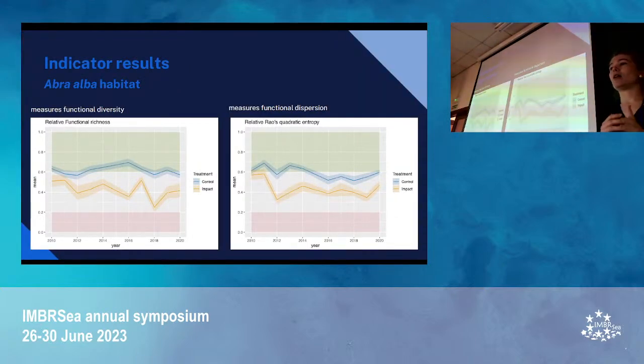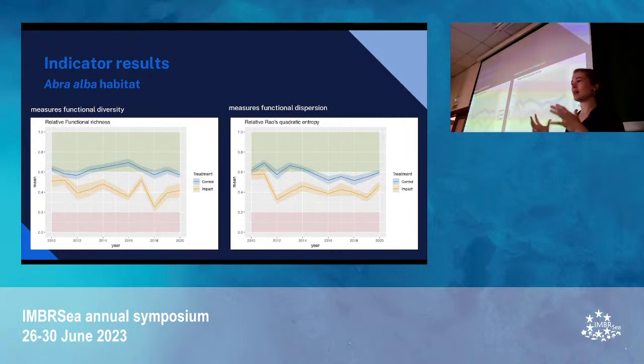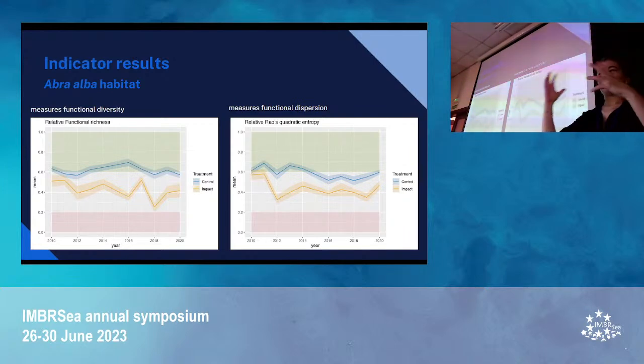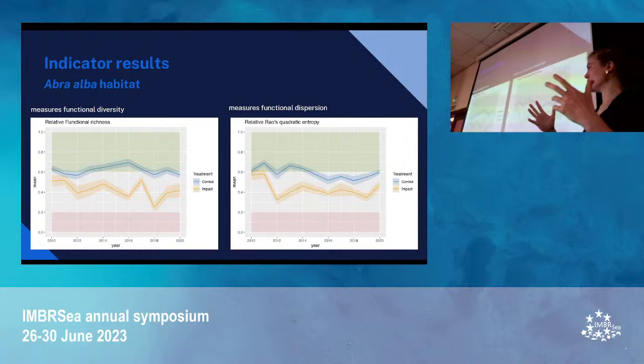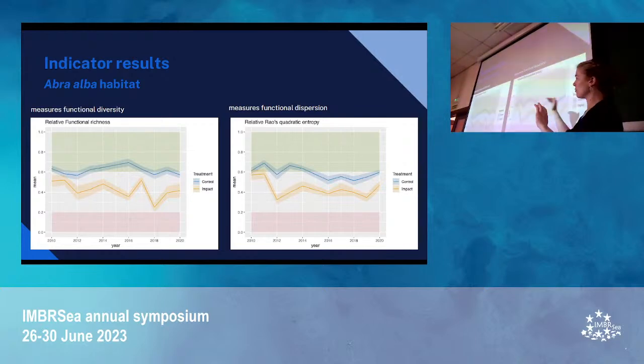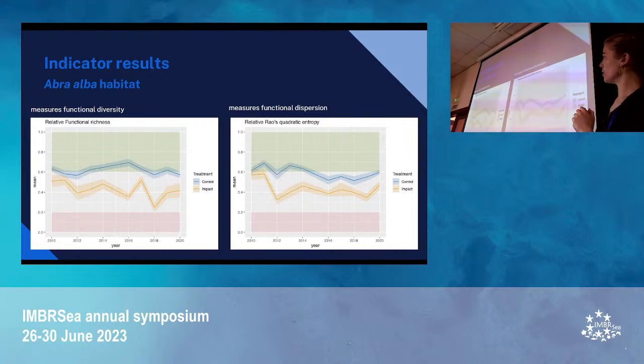Here we have some functional diversity indicators. These indicators measure diversity not in taxonomic terms, but rather in terms of what role each taxon plays in ecosystem function. So we've got functional richness on the left, which is the amount of functional space filled by a community, and then Rao's quadratic entropy on the right is a measure of functional dispersion. These functional diversity indicators stayed pretty consistent over the assessment period.